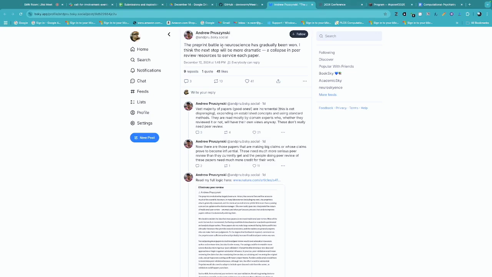So according to Andrew, the preprint battle in neuroscience has gradually been won. I think the next step will be more dramatic, a collapse in peer review resources to service each paper. So one of the things about preprints, of course, is it provides open access, it provides early access to work. It allows people to take a preprint, have people look at it, evaluate it, and then have different versions of it where you can improve the paper before reaching a terminal publication. That's one advantage of preprints. You may or may not have a terminal publication, but that's kind of the path that a lot of people envision for this. The other thing, though, is this peer review aspect.